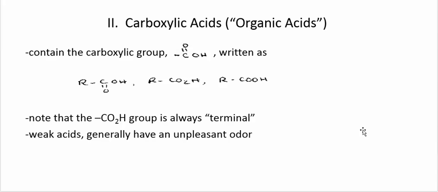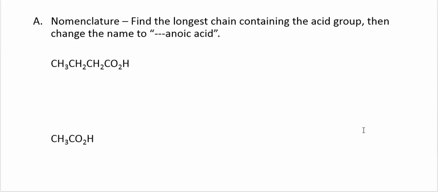Carboxylic acids are the second functional group, and they have the carboxylic group, which has a C double bond O and then an OH. And we can write that carboxylic group many different ways. This is always a terminal group. It's always on the end of a molecule.